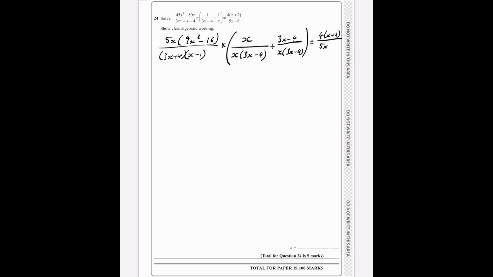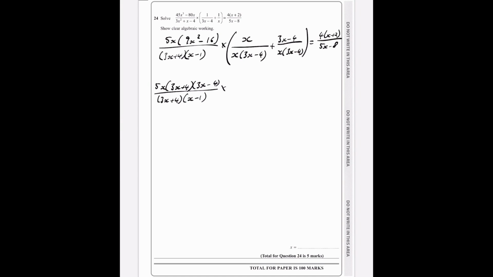For my next line of working, I'm going to do more factorising. So the first fraction, the 5x, I'm going to leave alone. 9x squared minus 16, the difference of two squares is jumping out at us. So 3x plus 4 times 3x minus 4. I'm going to leave the denominator alone.